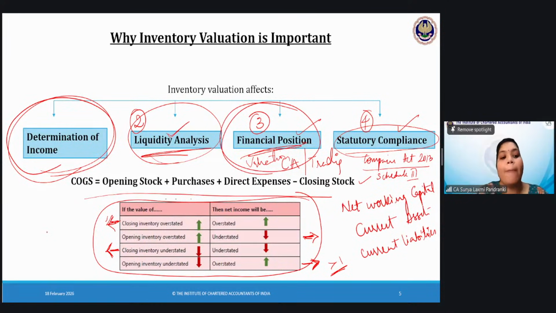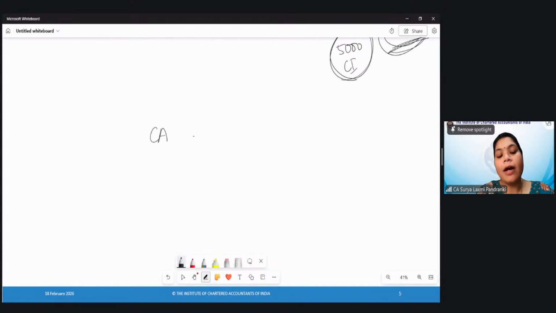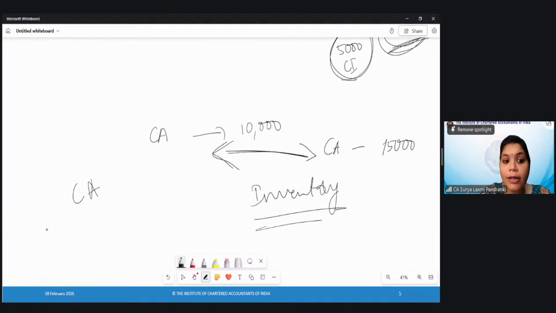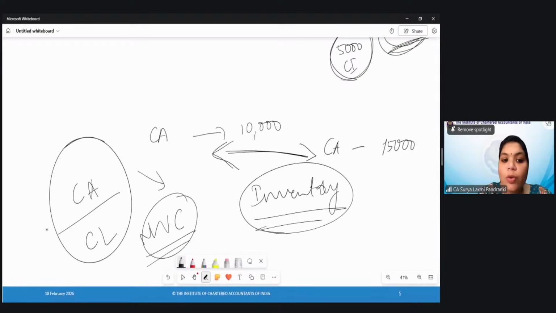I'll go back to an example again. If I say my current assets are 10,000 and actual current assets were 15,000, this difference in valuation of my current assets is because of inventory. So with this wrong valuation, do you think your liquidity position will be affected? Yes, because the formula of current assets by current liabilities will change. Your answer will change. Your net working capital formula also will change because of inventory. These two are going wrong and these two are affecting your liquidity position.